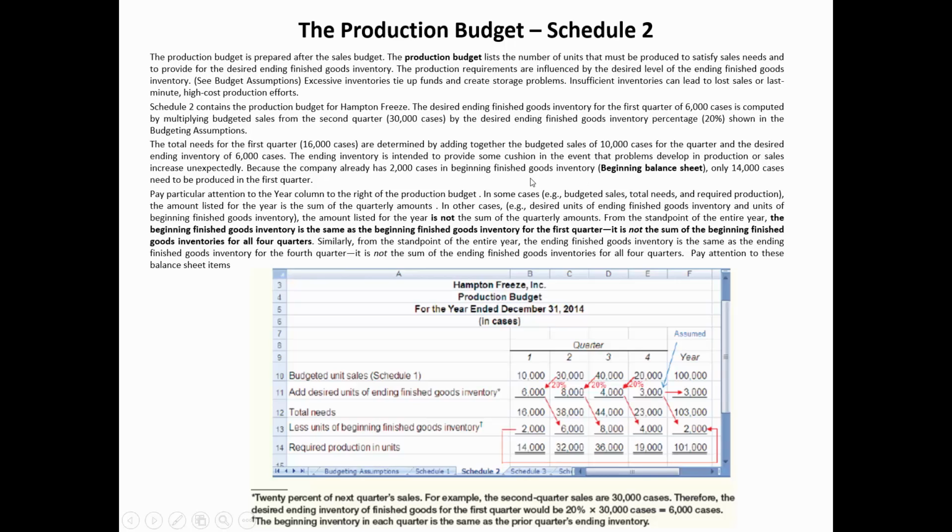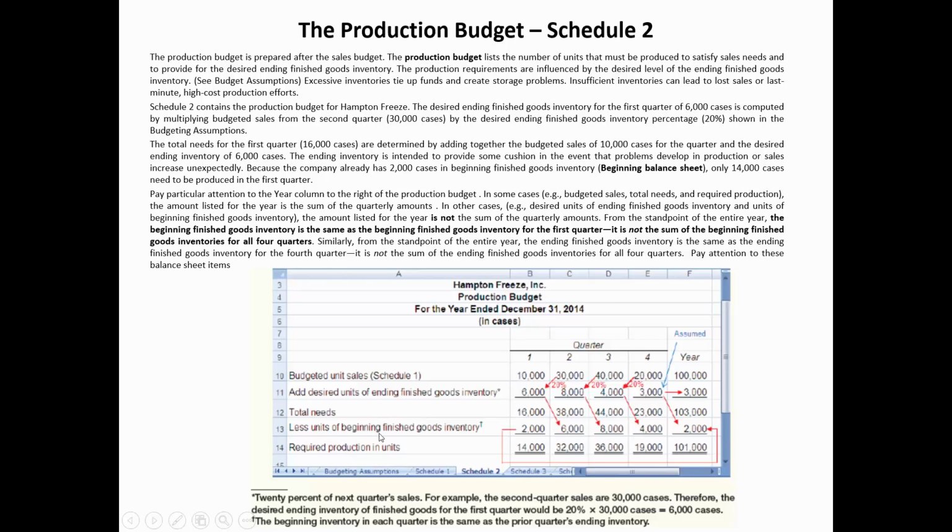Now let's see how that's going to be computed. We're expecting to sell 10,000 cases. We want to have 20% of the next upcoming quarter's production as desired ending finished goods, 20% of this 30,000 on hand. So in addition to the budgeted unit sales of 10,000 cases, we also want to have enough on hand for 6,000 cases. So the total needs for this quarter will be 16,000 cases.